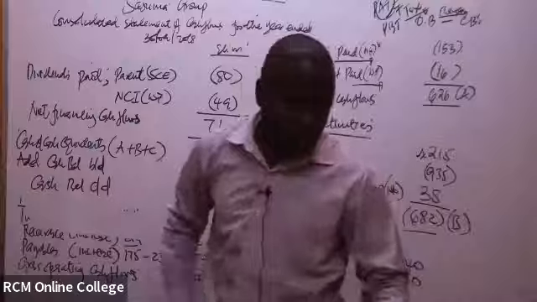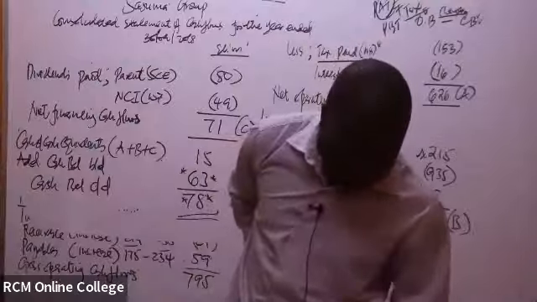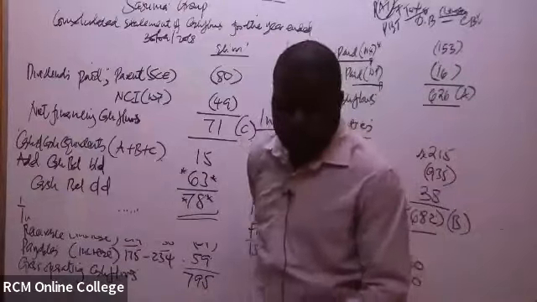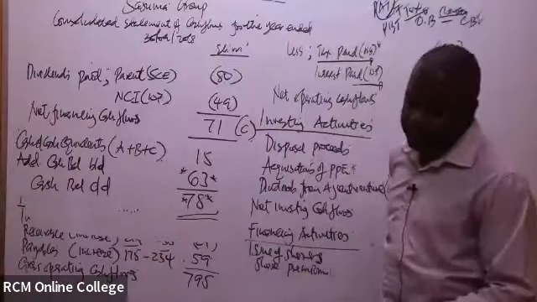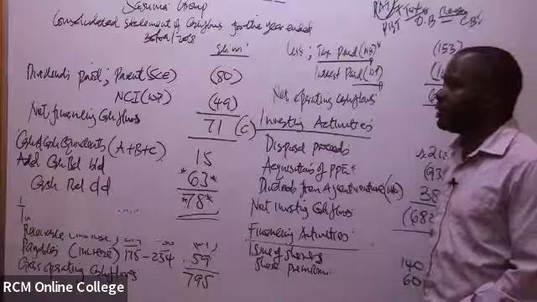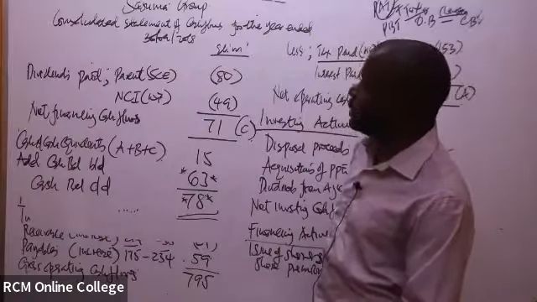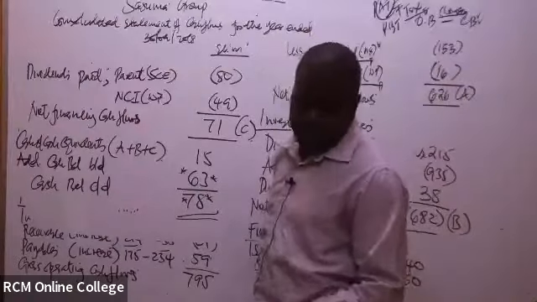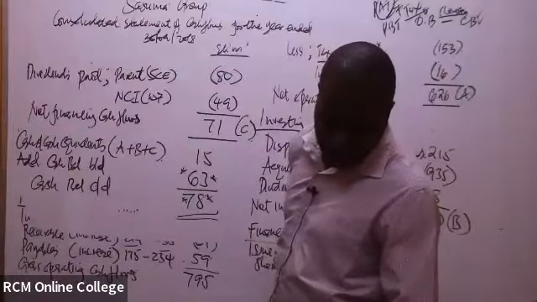Then what you need to be very keen on is the NCI we've been able to compute. In the NCI account, you'll be able to get the dividends that were paid to the non-controlling interest. Then which other key working in this case.